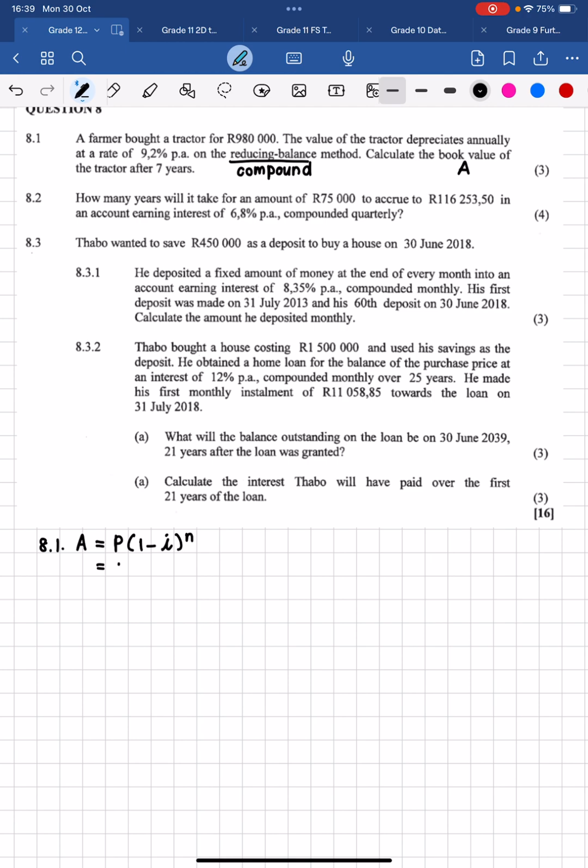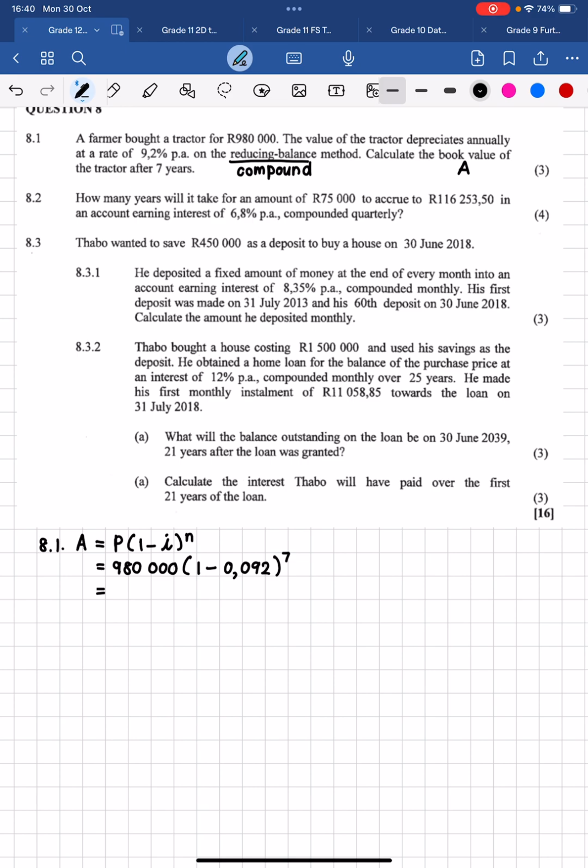So we are going to put the original value of this tractor in first, 980,000, bracket 1 minus the rate of depreciation was 9.2%, and it's per annum, right? It's not compounded monthly or anything like that. That's the nice thing about the depreciation, it's always just very straightforward. So I'm going to write that as 0,092. But if you want to, you can write it as 9,2 over 100. That's also fine. You'll get the same answer. To the power of, how many years was this? 7. Sorry, I know I'm going fast, but it's because I want to get to the end questions here.